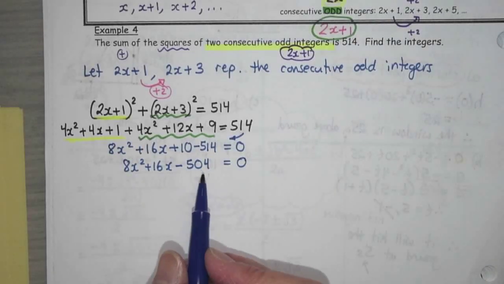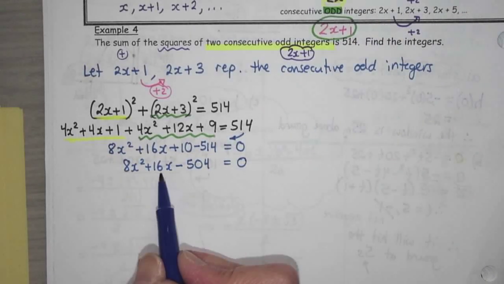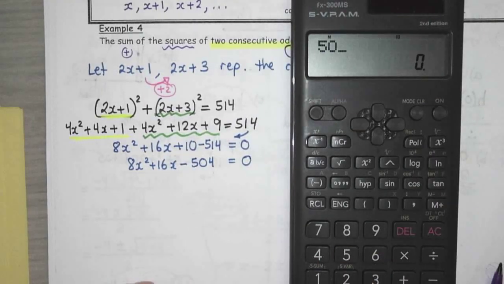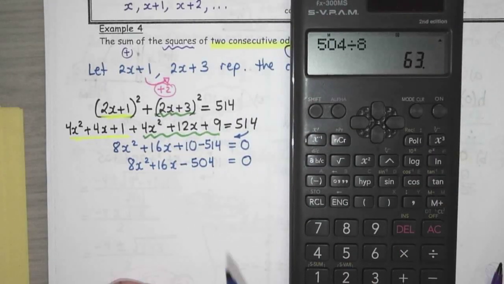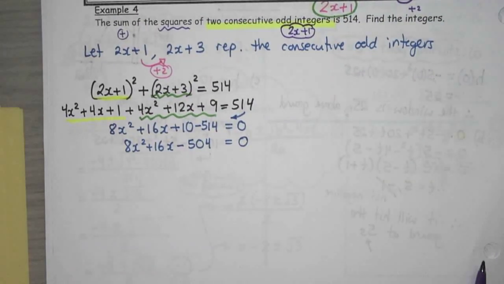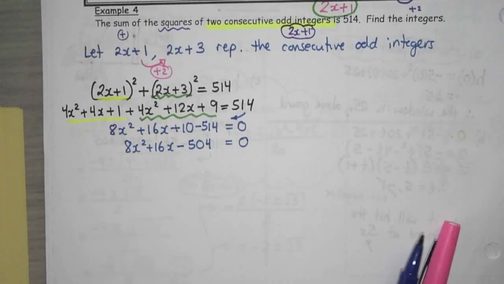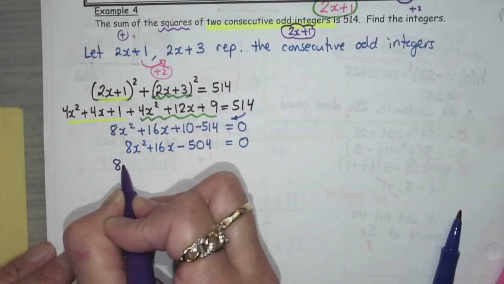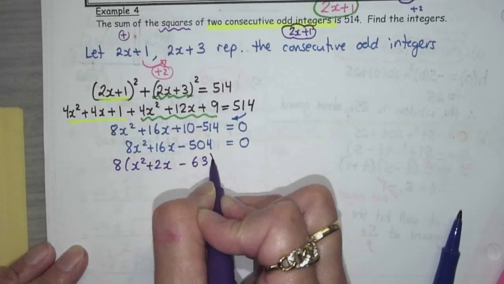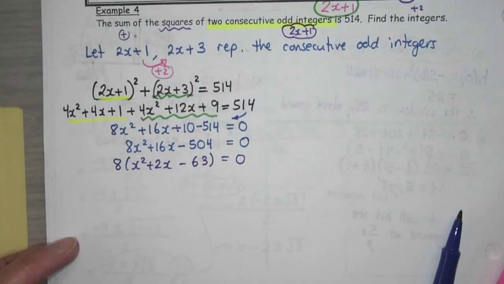Can 8 go into all of them? Always double check. I see an 8 here and 8 here. 504 divided by 8. That one might need a calculator, or long division. 63. So nice, right? So when you divide by the 8, you can either cancel it away first. Sometimes what I do is I factor it out so you can see better. So 8 times x squared plus 2x minus 63, like that.